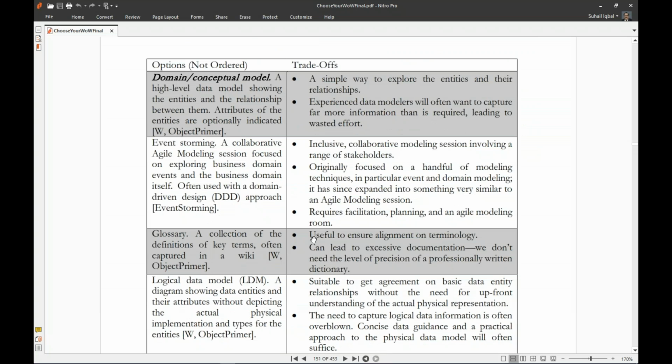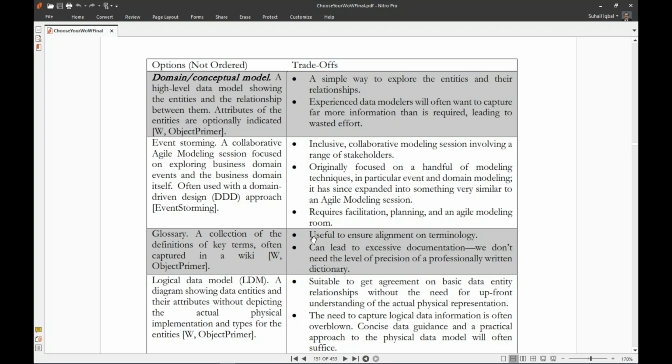So the various options are: number one, domain or conceptual model, a high level data model showing the entities and the relationships between them. Attributes of the entities are optionally indicated. What are the trade-offs? A simple way to explore the entities and their relationships. Experienced data modelers will often want to capture far more information than is required, leading to wasted effort.